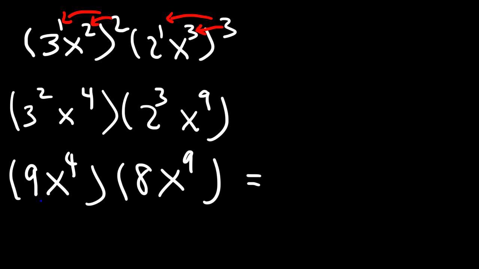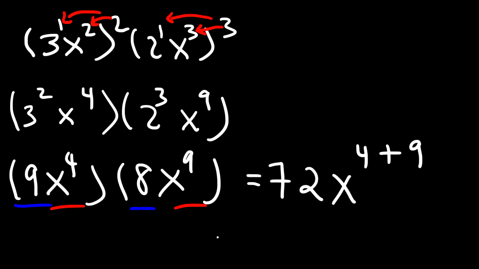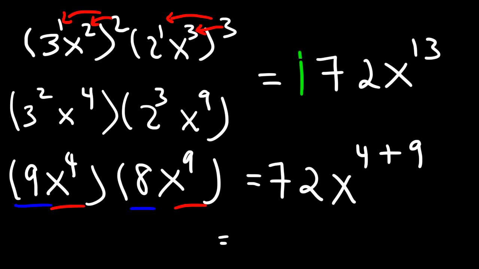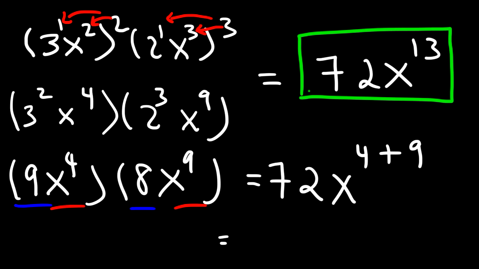Next, we'll need to multiply 9 times 8, which is 72, and then we need to multiply x to the 4th times x to the 9th. So we need to add 4 and 9. So the final answer, which I'll write over here, is 72x to the 13th power. So hopefully at this point, you're seeing how to put all of these individual steps together.